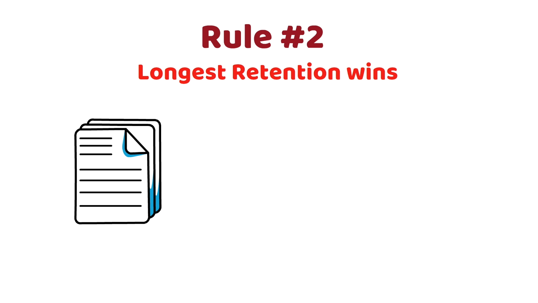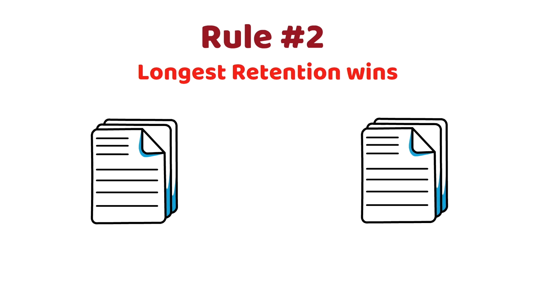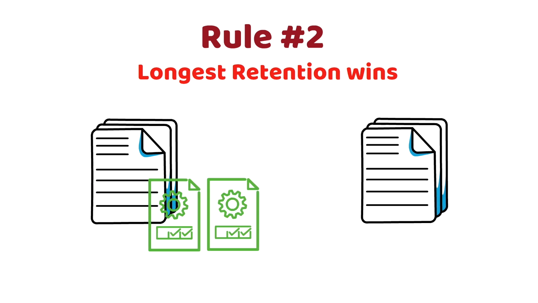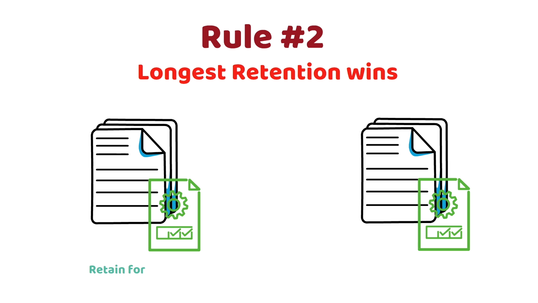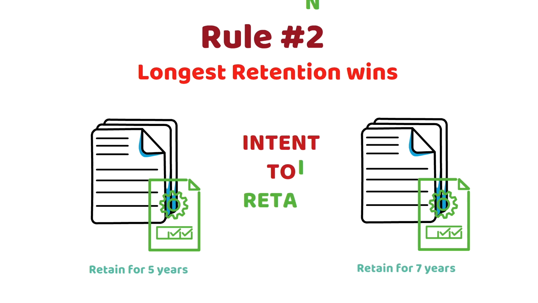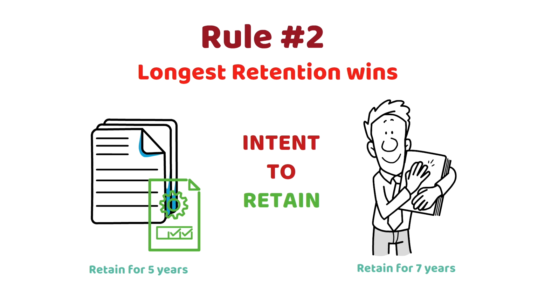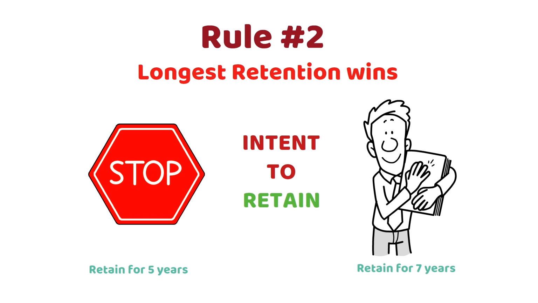Rule number 2. Longest retention wins. If we have two retention policies with different retention periods, the longest retention policy will win. One way to look at it is also thinking about keeping the items safe. The intent of both policies is to retain, and as such, we want to respect the longest retention period. So, the retain for 7 years policy wins over the retain for 5 years policy.